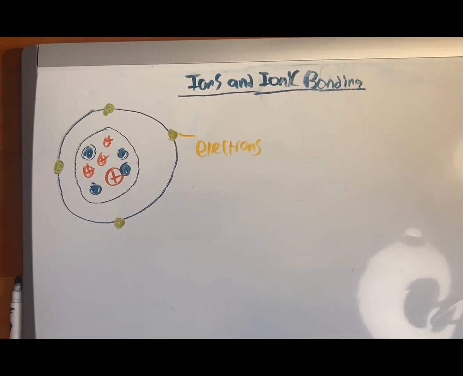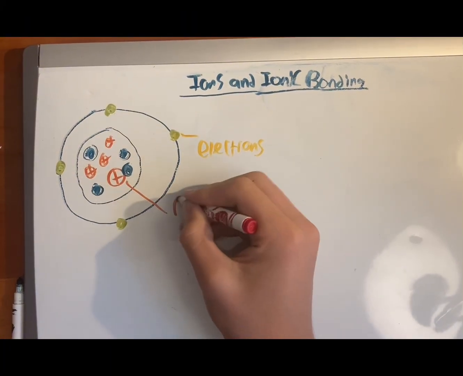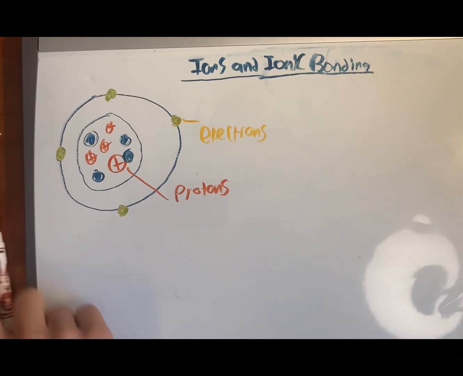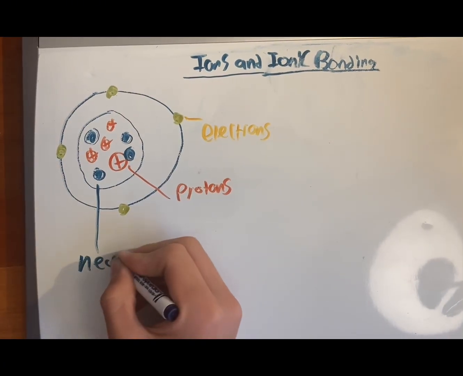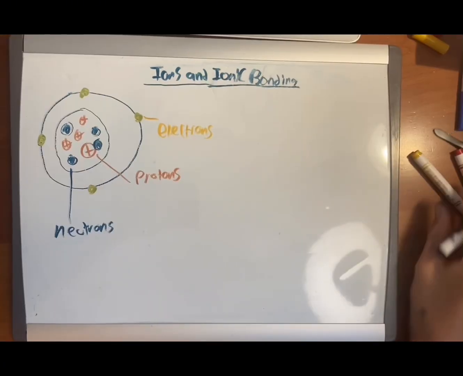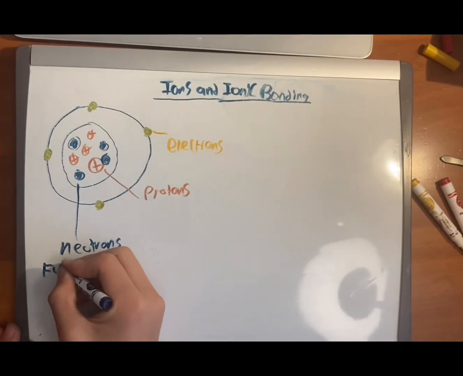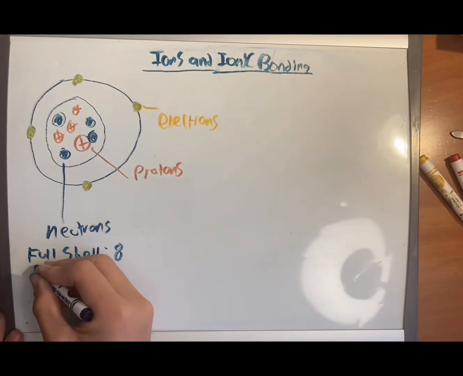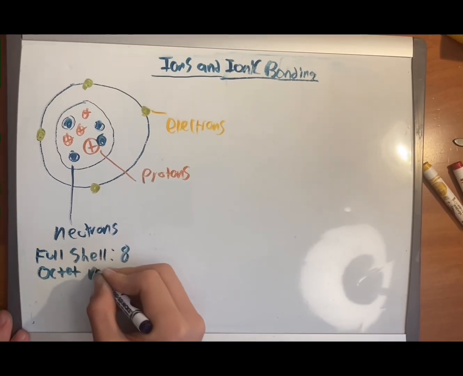These are electrons. These are protons. Atoms are neutral when they have the same amount of protons and electrons. And these are neutrons. Atoms always want to have a full outer shell of electrons, usually 8. This is called the octet rule.